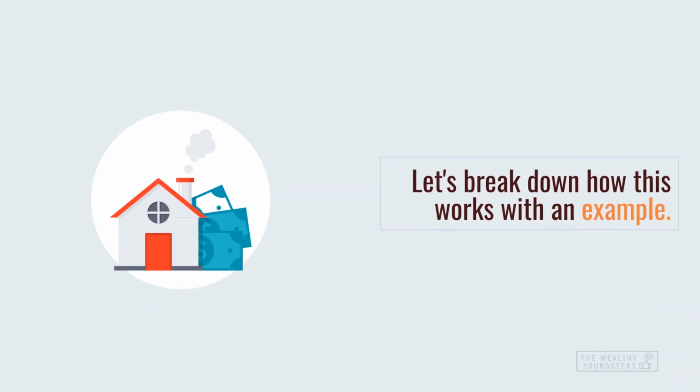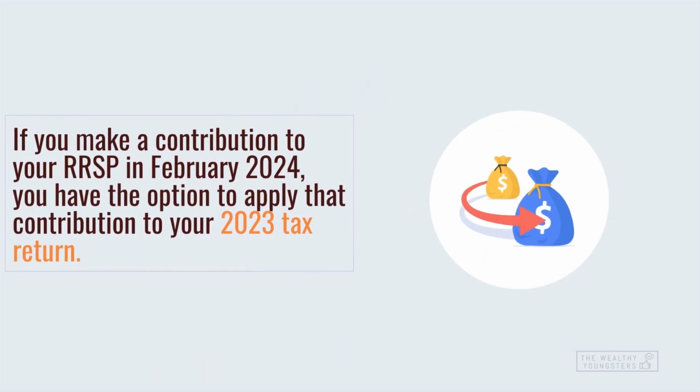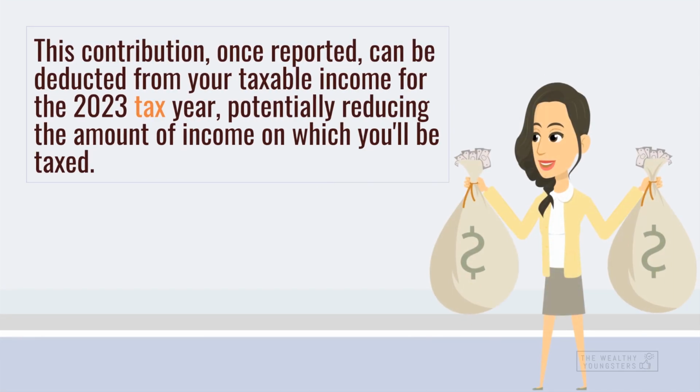Let's break down how this works with an example. Suppose the RRSP contribution deadline is March 1, 2024, for the 2023 tax year. If you make a contribution to your RRSP in February 2024, you have the option to apply that contribution to your 2023 tax return. This contribution, once reported, can be deducted from your taxable income for the 2023 tax year, potentially reducing the amount of income on which you'll be taxed.